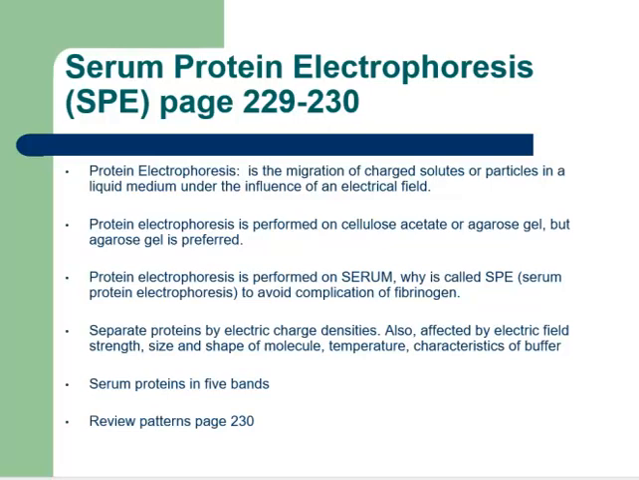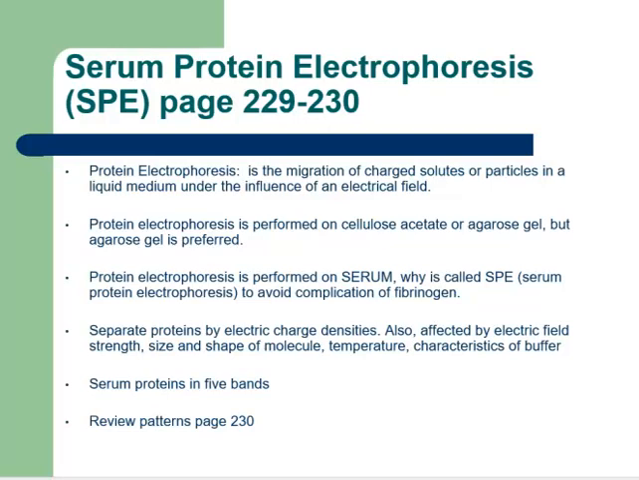Now we need to discuss the process of serum protein electrophoresis. Electrophoresis is when you have migration of charged solutes or particles in a liquid medium under the influence of an electrical field. Protein electrophoresis is performed using a cellulose acetate or agarose gel. The agarose gel is usually preferred. We usually perform electrophoresis on serum because we don't want any complications from fibrinogen involved in our samples.